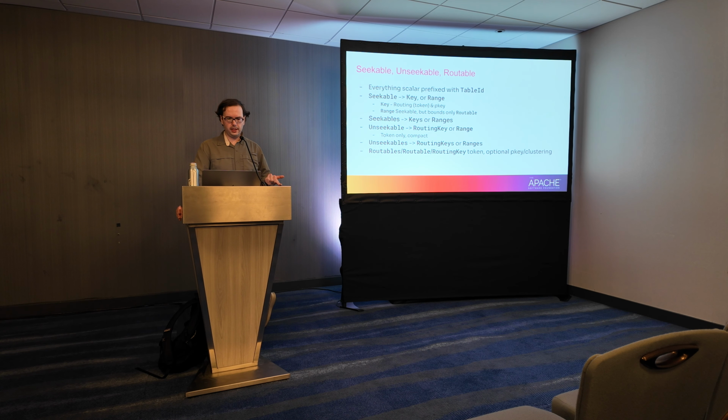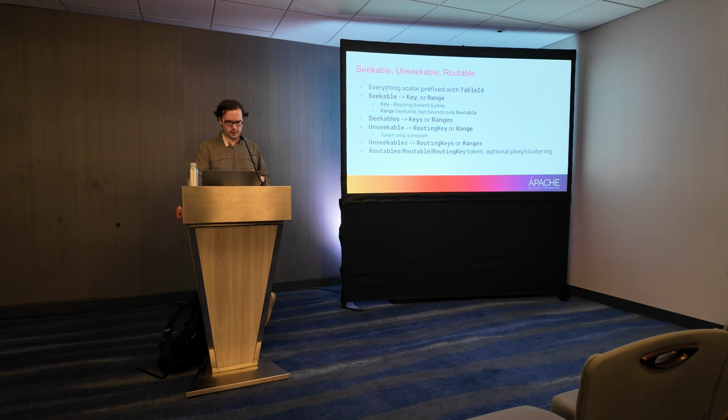So a seekable can be either a key or a range. A range is considered seekable, but the bounds in it are only going to be rootable. And I'll explain rootable in a second. And a key is going to be seekable, and it's going to have the token and the primary key, it's actually going to have both. So you will always be able to get the primary key from a key or a seekable. Seekables, whenever you see the plural, is just a collection, and it could be a collection of keys or a collection of ranges.